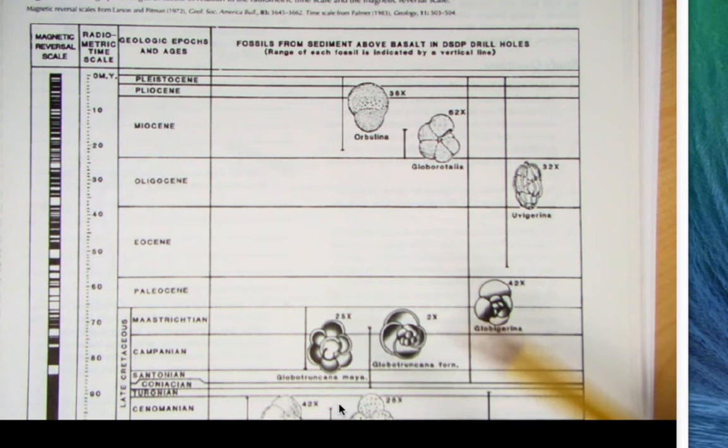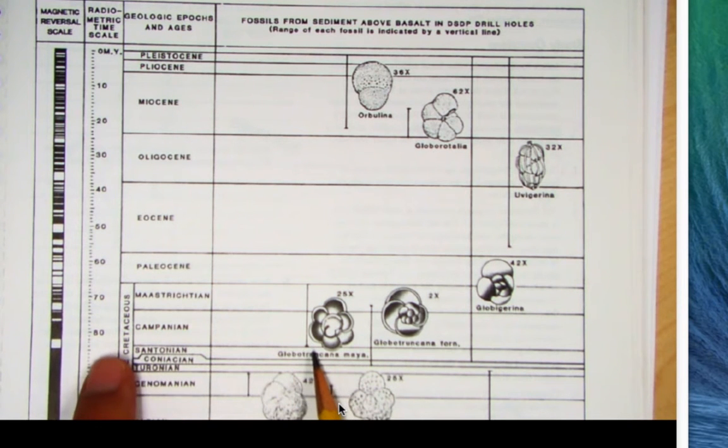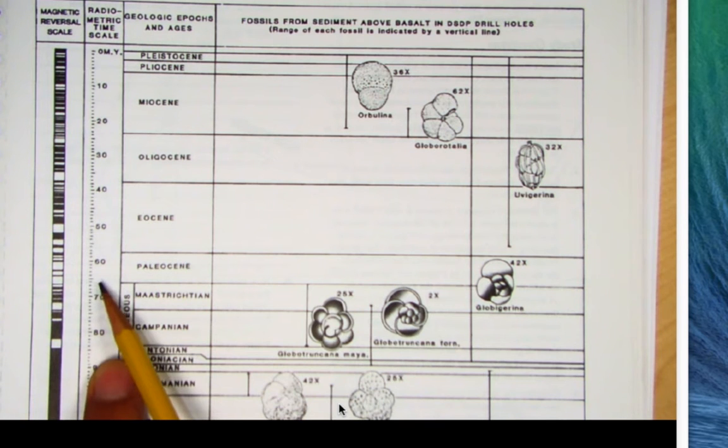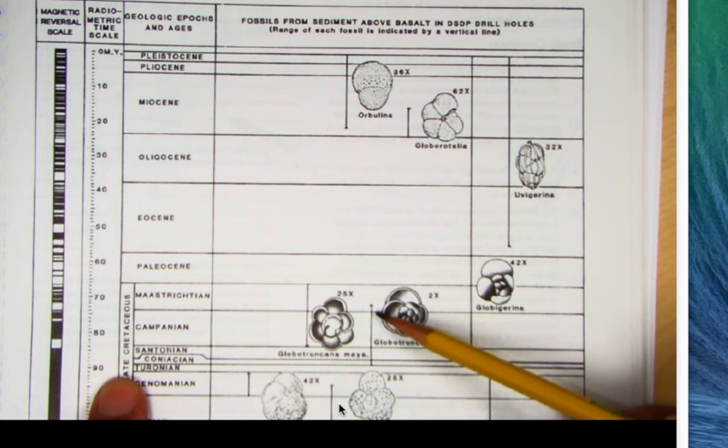For example, Globotruncana maya first appeared in the fossil record at a little over 80 million years ago, and went extinct at about 65 million years ago up here. Whereas this foraminifera, Globotruncana foran, first appeared here almost 90 million years ago and went extinct at maybe 72 million years ago, right?